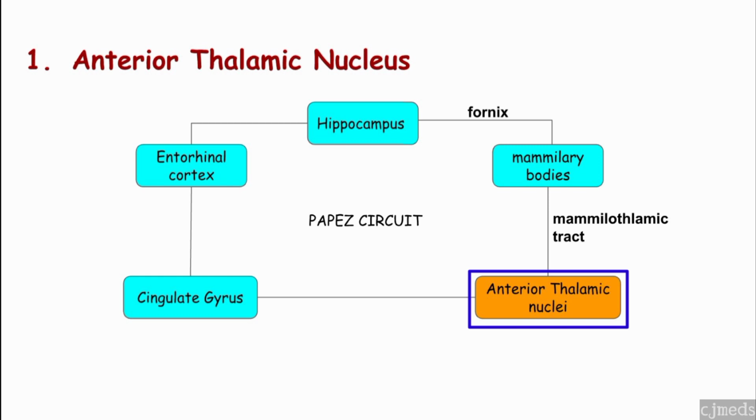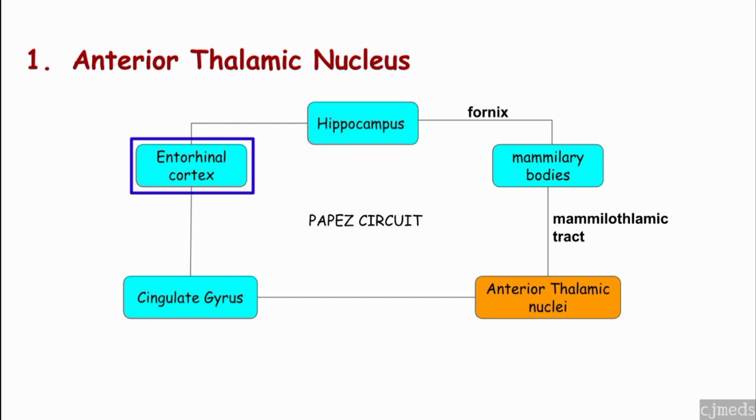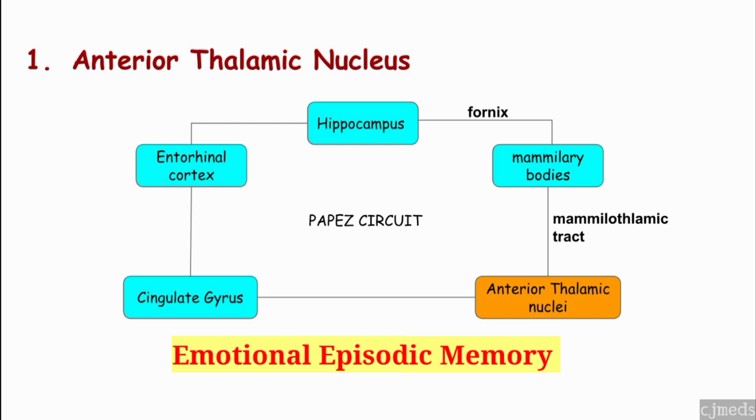Then the axons of the anterior thalamic nuclei go to the cingulate gyrus. The cingulate gyrus, which is another important component of the limbic system, sends its axons to the entorhinal cortex and stimulates it. And then neurons of the entorhinal cortex further connect with the hippocampus. So this completes the circuit. And remember, the whole purpose of this circuit is emotional episodic memory. This was all about the anterior thalamic nuclei.